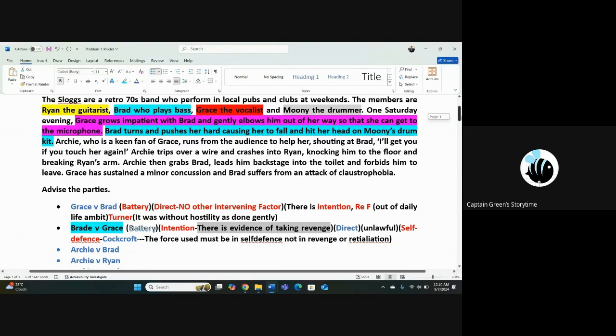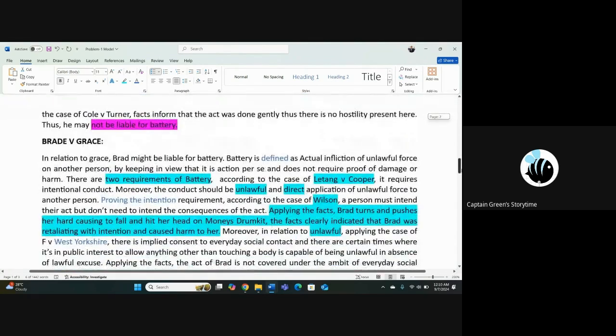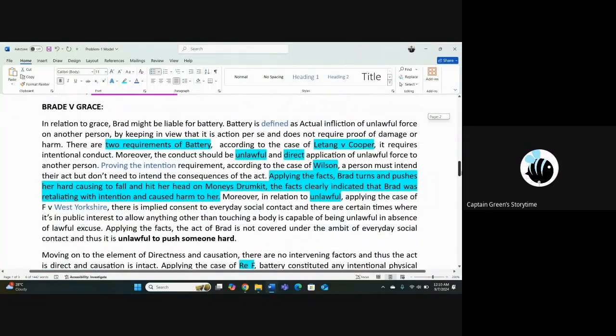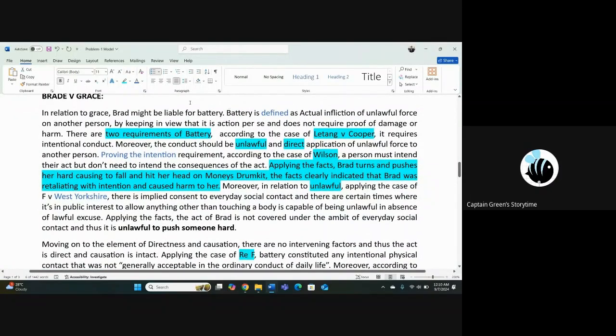So now coming towards what I wrote in this scenario. In relation to Grace, Brad might be liable for battery. Battery is defined in actual infliction. Again, I wrote a definition of it. Then I wrote that there are two requirements of battery. According to the case of Letang v Cooper, it requires intentional conduct and there must be unlawful and direct application of unlawful force. Now, coming towards that, I wrote the elements, then coming towards the first element, which is intention.